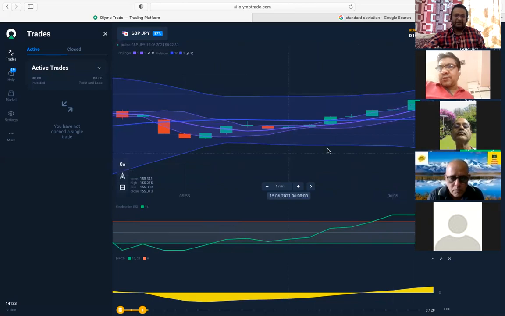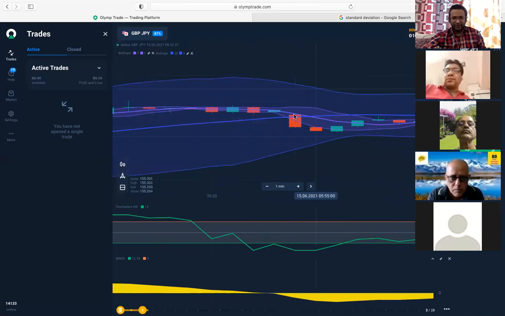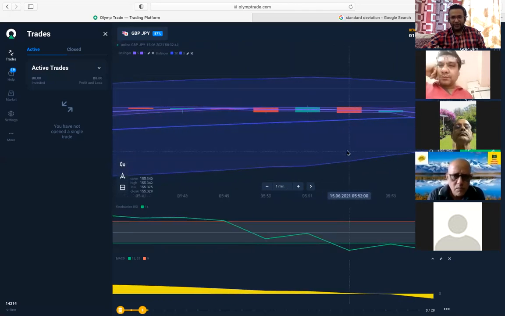Let's look at more confirmations of this particular strategy. Let's look at here also. Let's look at here whether it's gonna help us or not. So here what is going to happen is this candle has come down. It has crossed the 1 standard deviation. Stochastic is also going down, right? And histogram is also going down. So we will put a 2-minute trade here.